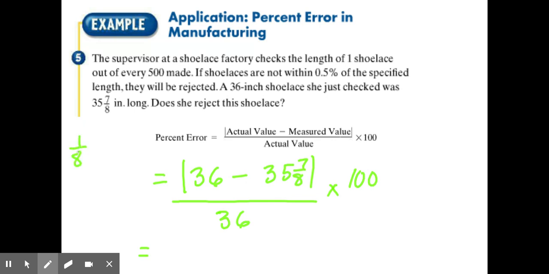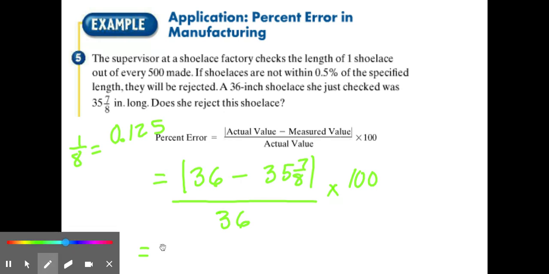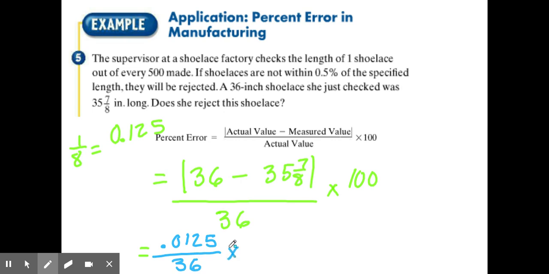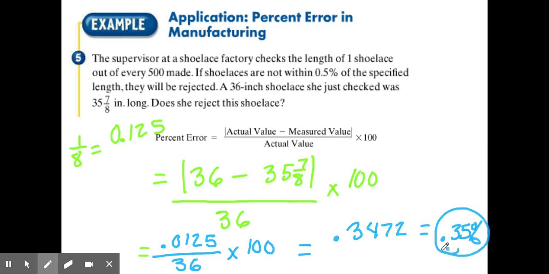And 1/8 as a decimal, I'm going to convert it just to make it a little easier, is 0.0125. So I have, let's change colors just a little bit, 0.0125 divided by 36, all times 100. And that is equal to 0.3472. If I round it, 0.35%.